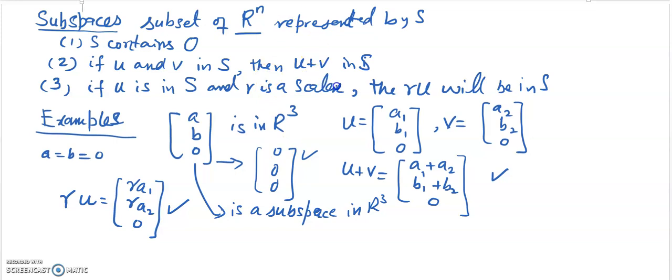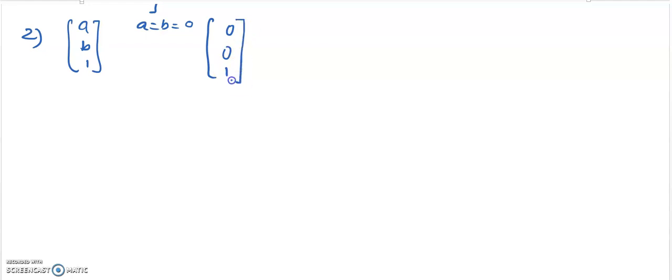Let's see one more example. How about number 2: a, b and 1? For checking the first condition, put a and b equal to 0, and the third component is of course 1. Then we get 0, 0, 1. It is now obvious that this is not a 0 vector. We cannot get a 0 vector by any choice of values of a and b. So the first condition is not met.